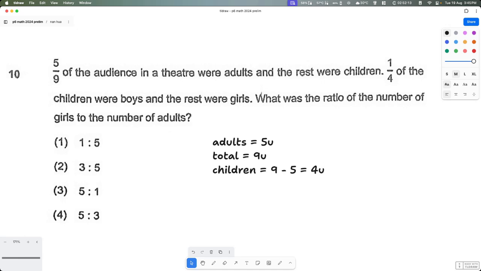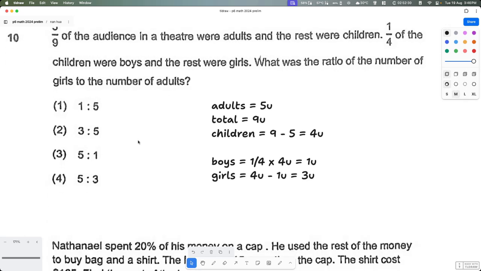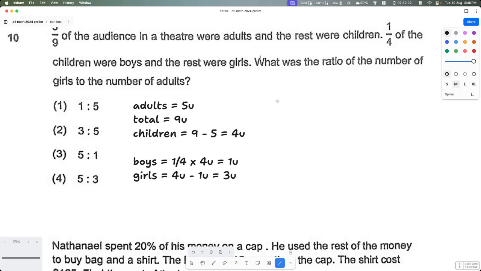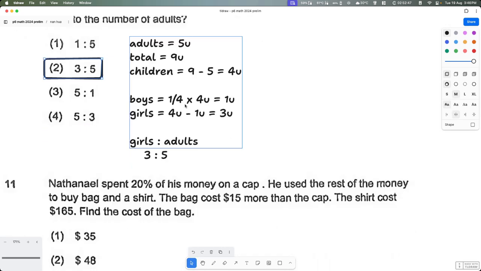Okay, so 1/4 of the children were boys and the rest were girls. So boys is equal to 1/4 times 4 units equal to 1 unit, right? And then girls is basically 4 units minus 1 unit is equal to 3 units. So what's the ratio of girls to adults? Girls is 3, adults is 5. So it's 3 is to 5. Option number 2. Okay, let's move on to question 11.